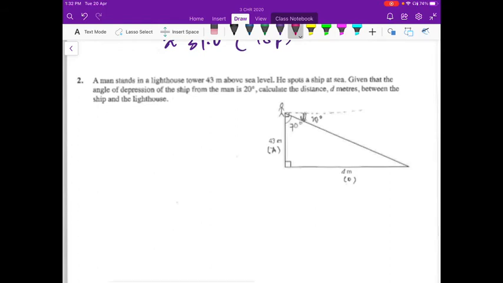Okay, question 2. Vivian. Yao Jun. A man stands in a lighthouse tower 43 meters above sea level, and his eye is over here. He spots a ship at the sea. Okay, the ship over here. The angle of depression of the ship from the man. So he looks horizontally, he looks down. This is 20 degrees. Find the distance. What is this distance? Understand what the question is talking about? Which one don't understand?